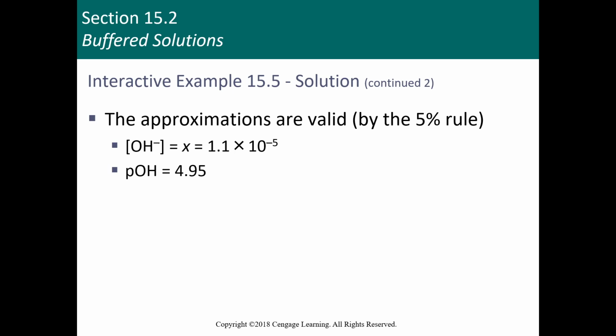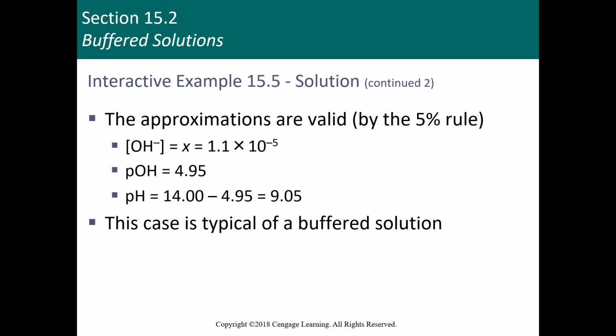If we take the negative log of that, that'll give us the pOH, which is 4.95. Now, the easiest way to get the pH is usually just get the pOH, subtract that off of 14, and that will give you your pH of 9.05.